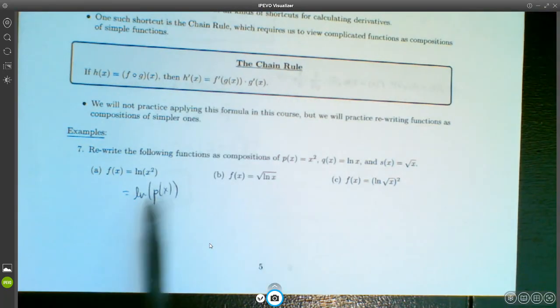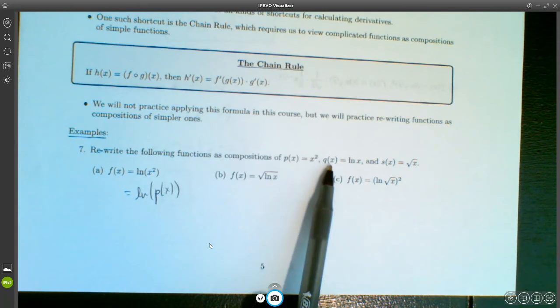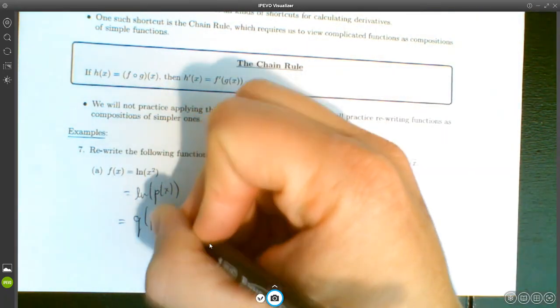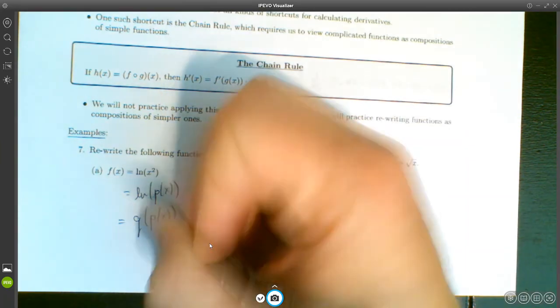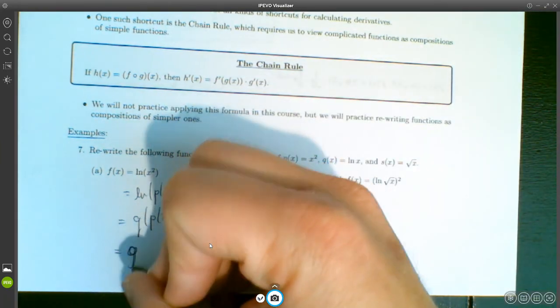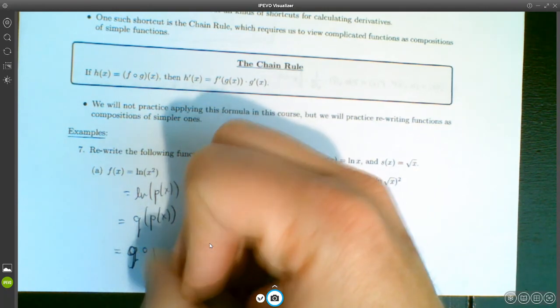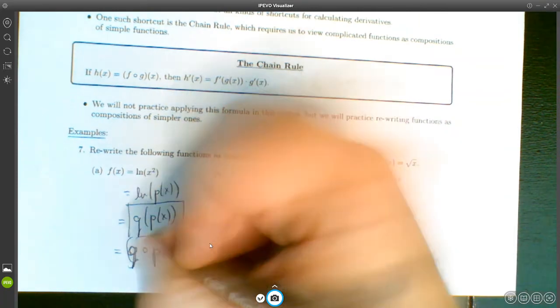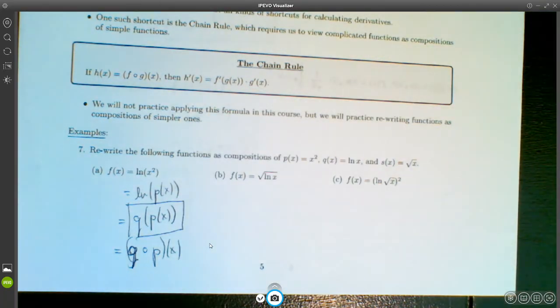Well, what's the natural log function? In this case we called the natural log function q. So this is really q of p of x. In other words, f of x is really q of p. You could leave it this way. I mean, I'm fine with that. But I'm just saying, it's the composition of q and p, right? That's what f of x is. It's the composition of q and p.